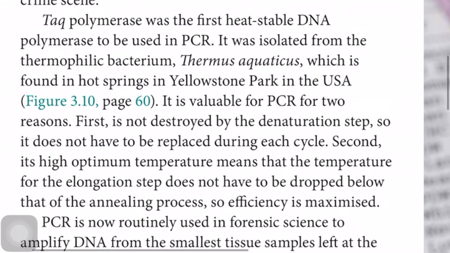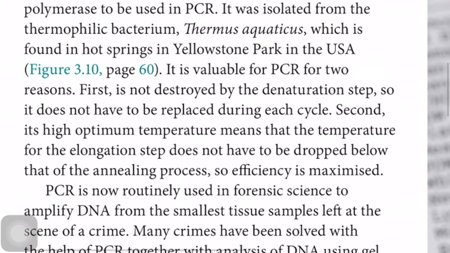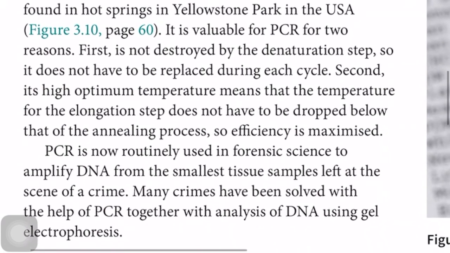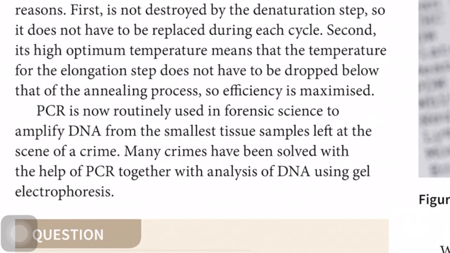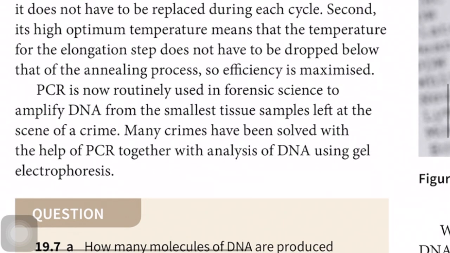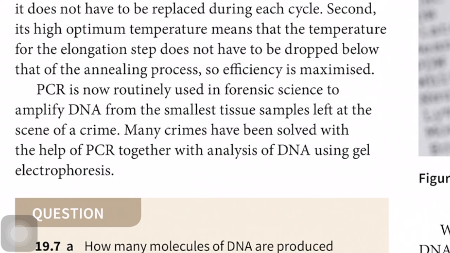Taq polymerase is the first heat-stable DNA polymerase to be used in PCR. It was isolated from the thermophilic bacterium Thermus aquaticus, which is found in hot springs in Yellowstone Park in the USA. It is valuable for PCR for 2 reasons. First, it is not destroyed by the denaturing process, so it does not have to be replaced during the cycle. Denaturing is the highest temperature, and so a polymerase may be denatured also, and we would need to add more polymerase to it, but we do not need to because Taq is heat stable. It can work again.